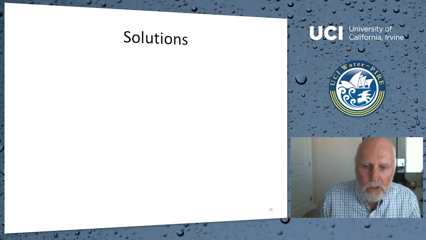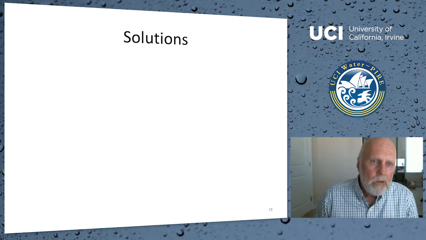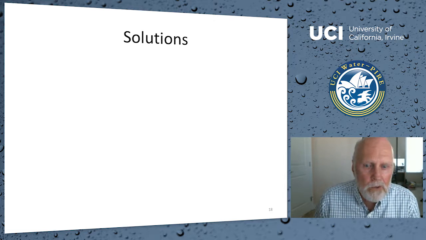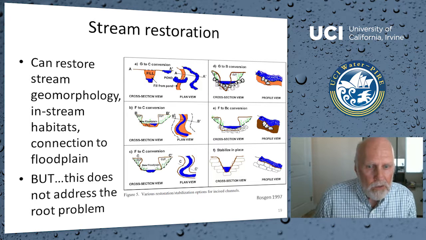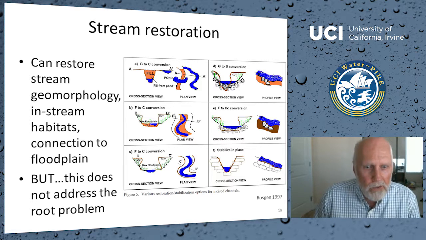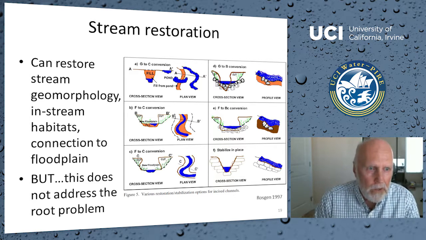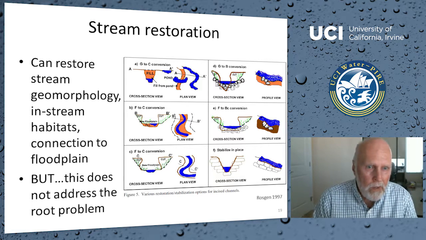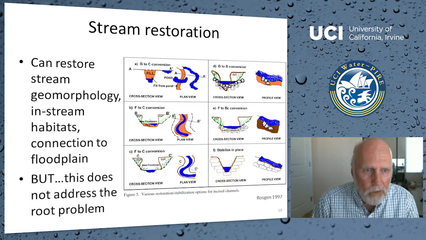Okay, so that's a quick summary of some of the symptoms of the urban stream syndrome. And so what I want to do is just spend a very short time talking about possible solutions. The first one, and this is sort of the obvious way to think about if you've got a problem in the stream, especially if it's something like stream geomorphology where you've had either the incision or a disconnection from the floodplain.